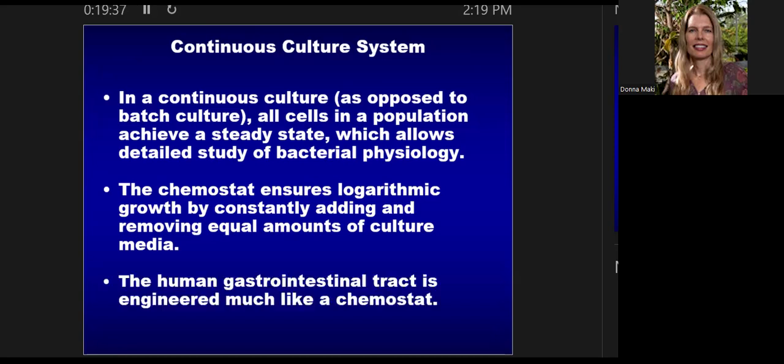You are actually a walking chemostat, essentially. You are a continuous culture. You take in nutrients, you get rid of waste, and you keep the microbes in your gastrointestinal tract in pretty much a continuous culture system. So you really are a very fancy chemostat, way more priceless than the machinery you put on your bench space in the lab.